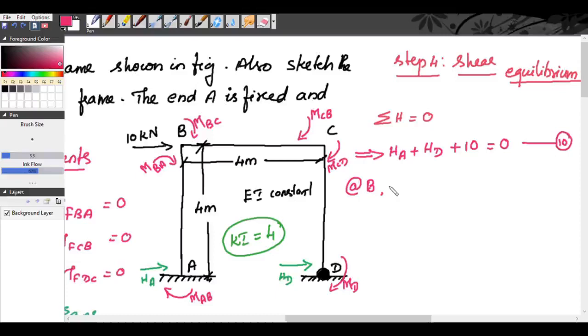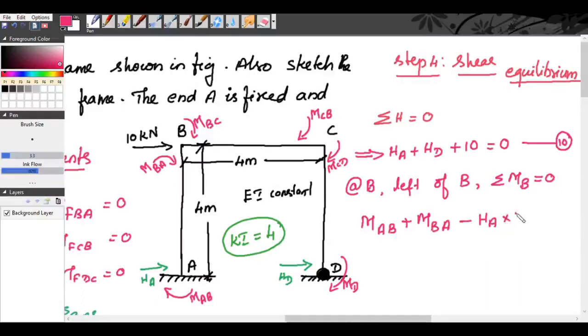So, at B, we are considering the left of B. We are taking summation of all the moments towards the left of B is equal to 0. So, what we get is MAB clockwise. Here, MBA is clockwise. Then we have HA into 4. It is anti-clockwise. So, minus HA into 4 is equal to 0. So this is our equation number 11.